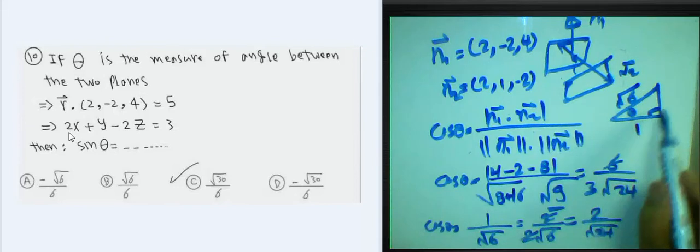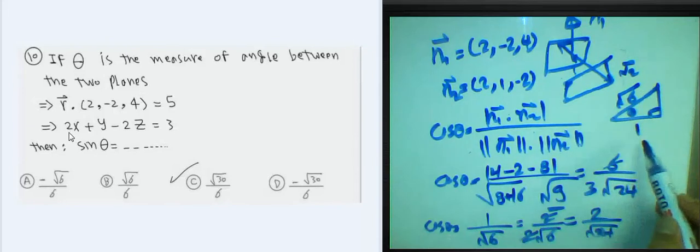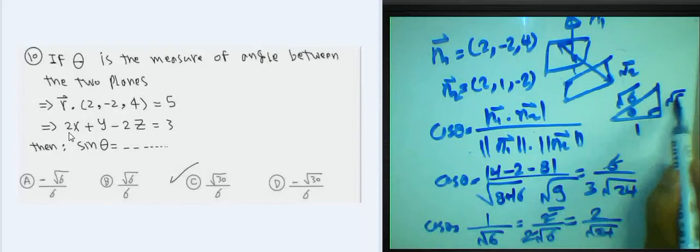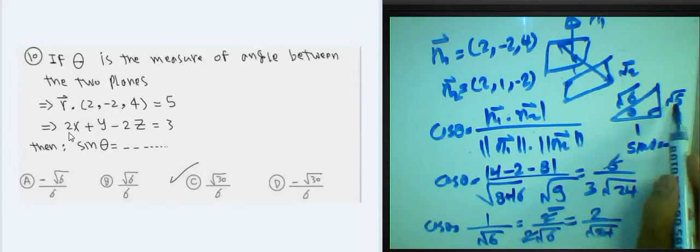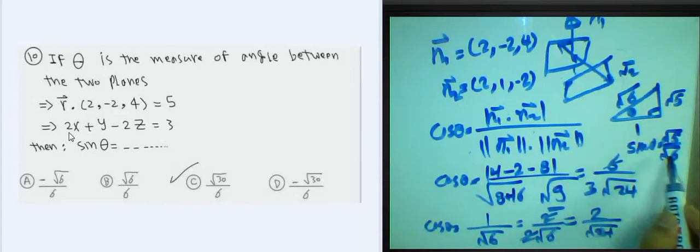You can find the opposite here by root 6 power 2 subtract by 1 power 2. Root 6 power 2 equals 6 minus 1 equal 5. Then the result will be root 5. Then you can write sine theta equal opposite over hypotenuse. Opposite here equal root 5 over root 6. Root 5 over root 6, you can write it in the simplest form by multiplication root 6 numerator and denominator. Root 6 times root 5, it will be root 30 here, and root 6 times root 6 equals 6.